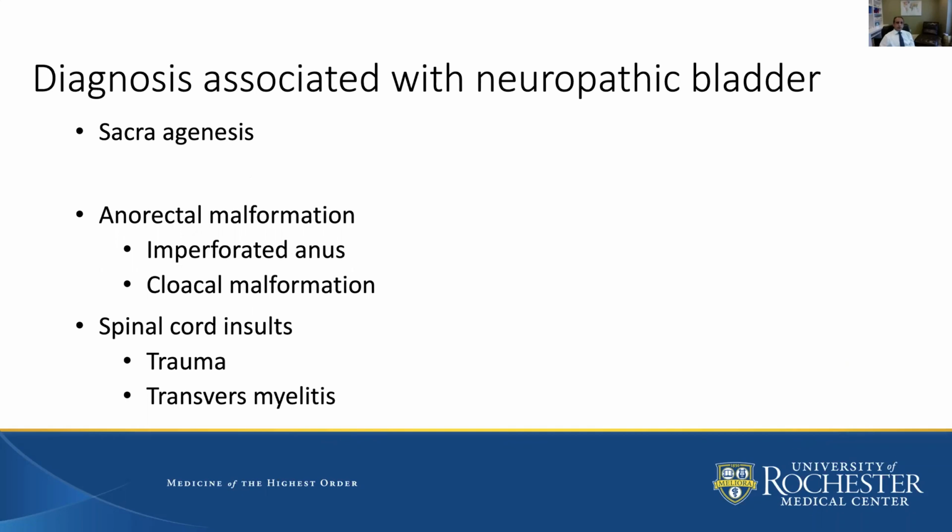The other condition is sacral agenesis. It's easily diagnosed on X-ray. You may see that the sacrum is absent, and it's typical sacral agenesis, which leads to neurogenic bladder. Anorectal malformation is another common condition. It ranges from just imperforate anus to cloacal malformation or cloacal exstrophy. And lastly, there may be trauma to the spine or transverse myelitis in kids.